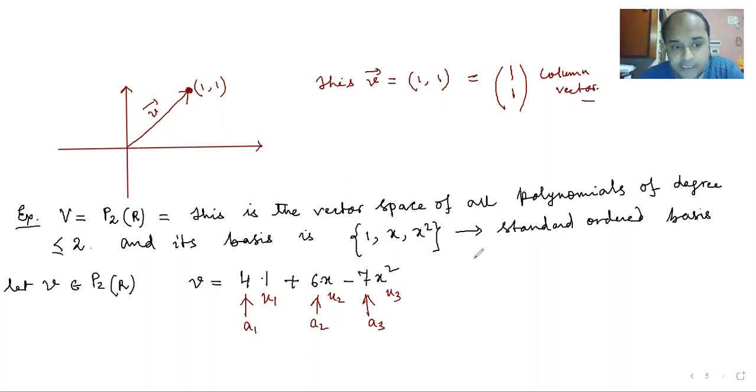Okay, and now if someone asks you to write the coordinate vector of v relative to the basis beta prime, let us name it beta prime to distinguish it from the earlier problem, then this will be what? The column vector 4, 6, minus 7.